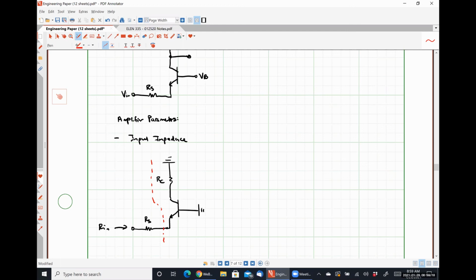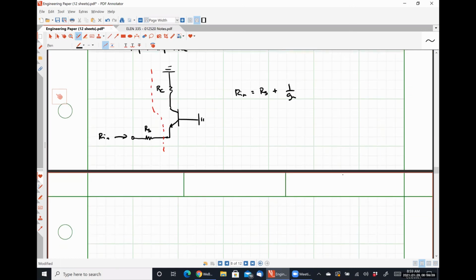So my input resistance is simply RS plus 1 over gm, because the input resistance of my common emitter core, which is in series with this guy, is simply 1 over gm. So that guy, pretty simple. Let's look at our output impedance.